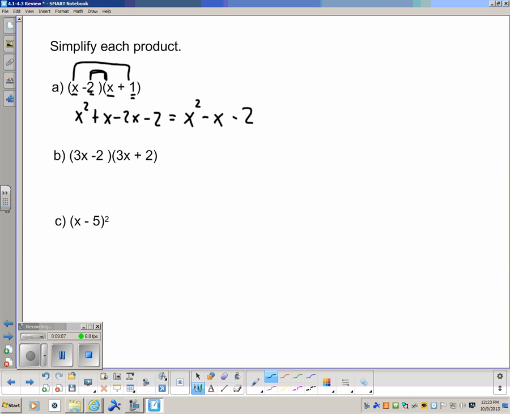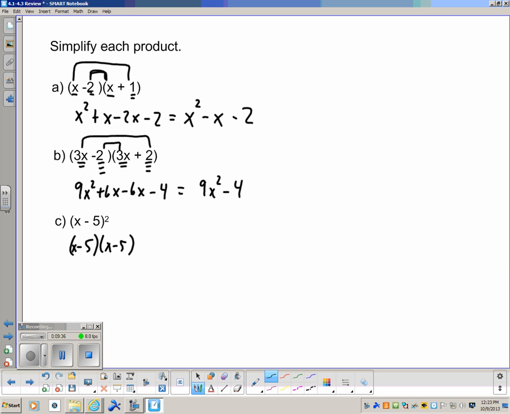And then part B, very similar. I can multiply my first terms there. I get 9x squared. I can multiply my inners and my outers here, so I get plus 6x minus 6x. And then my last terms here, I get a -4. Combining those middle terms, notice they go away because those are just 0, so I can say 9x squared minus 4.